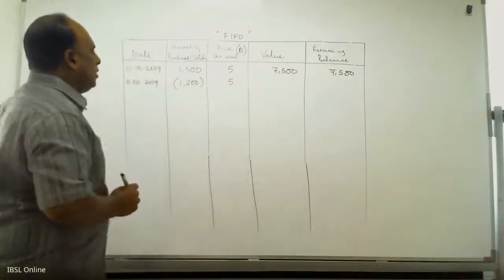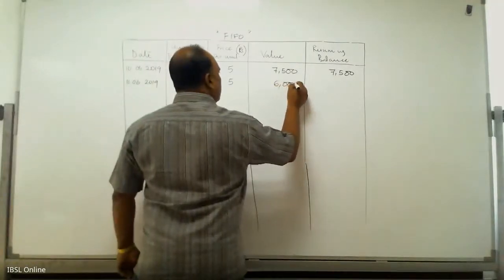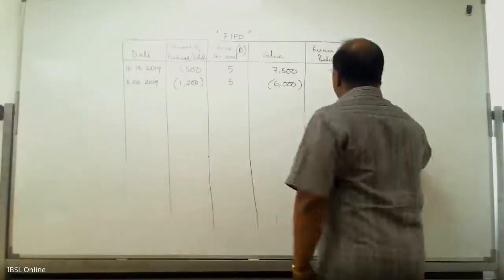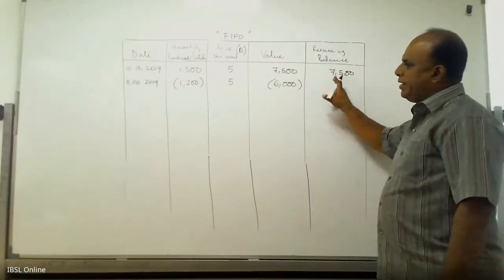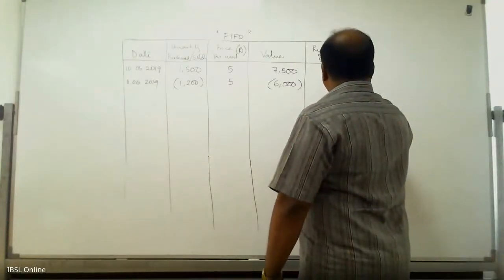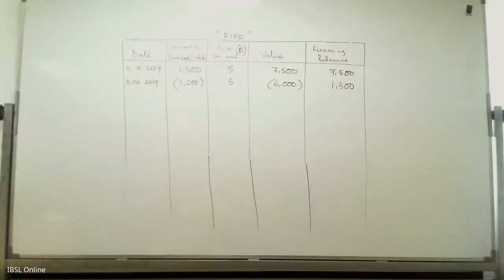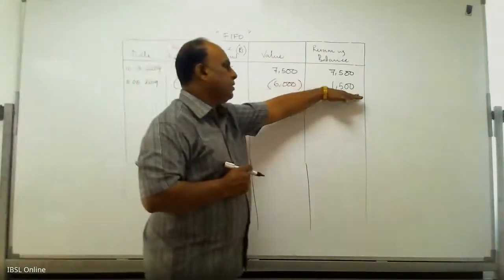So 1200 units into 5 gives you 6000. Now this 6000 is going to get reduced from your overall balance, which means 7500 minus 6000, which will give you 1500. So if we are asked what the closing stock value on 11th of June is, it is 1500 rupees.